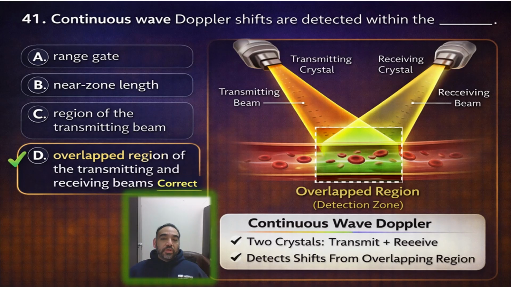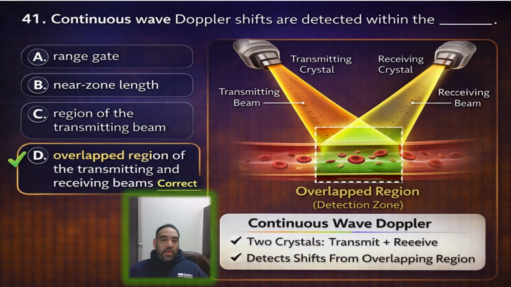Answer B says near zone length. The near zone length is just a beam characteristic, like the Fresnel zone. So it doesn't define where CW detects shifts. Detection depends on beam overlap, not the near zone boundaries.